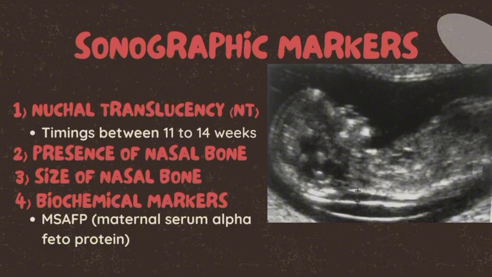Here we will be talking about sonographic markers. Ultrasound allows us to identify several markers that may indicate fetal chromosomal abnormalities. The most important sonographic markers include nuchal translucency, the presence or absence of the nasal bone, the size of the nasal bone, and biochemical markers, which are used alongside ultrasound findings. These markers are mainly assessed during the first trimester and help identify fetuses at increased risk of aneuploidy.